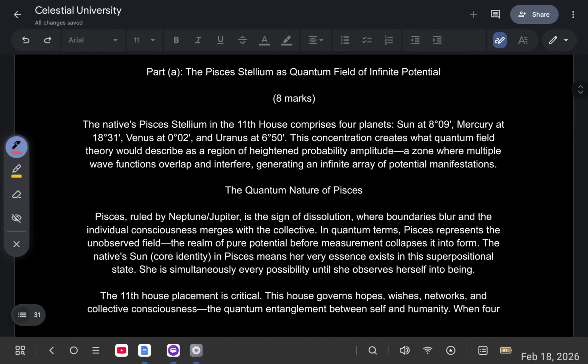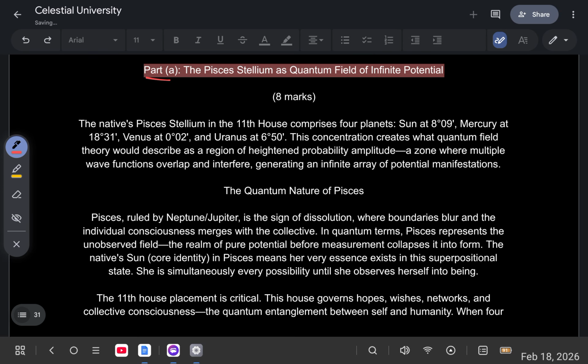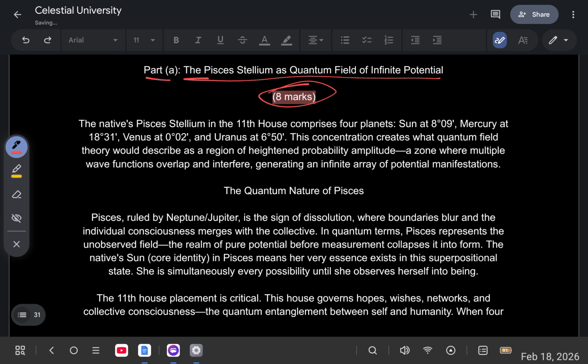So part A is the Pisces stellium, remember? This quantum field of infinite potential, and that's 8 marks of the grade. The native's Pisces stellium in the 11th house comprises 4 planets: Sun at 8 degrees 09, Mercury at 18 degrees 31, Venus at 0 degrees 02, and Uranus at 6 degrees 50.